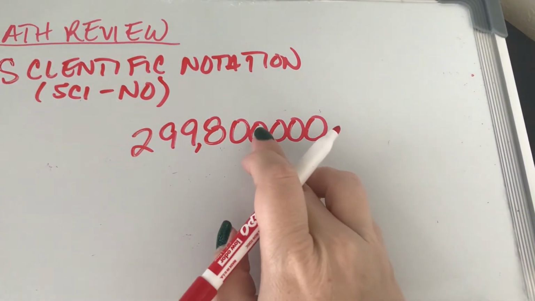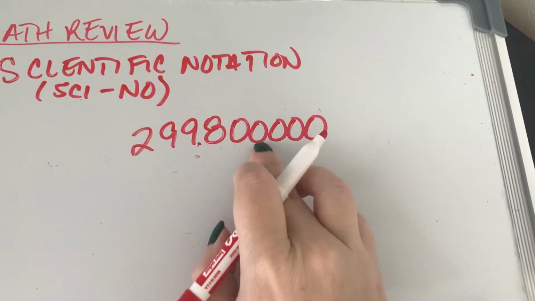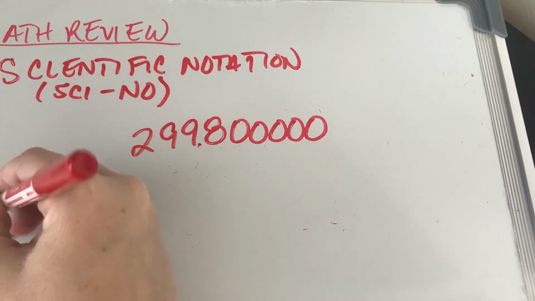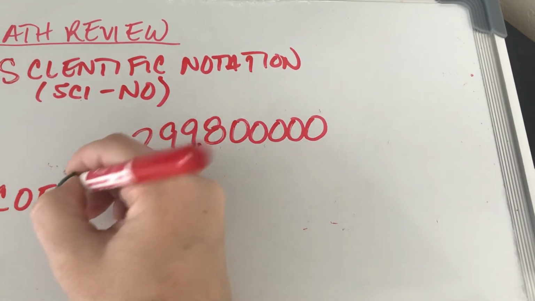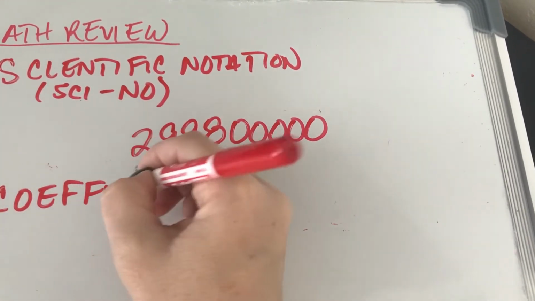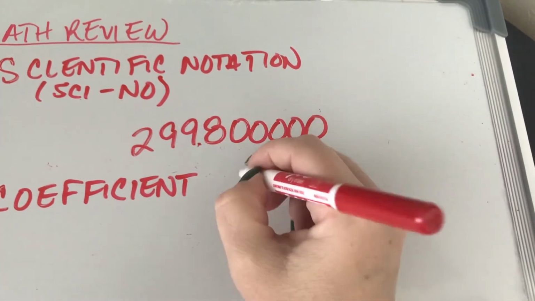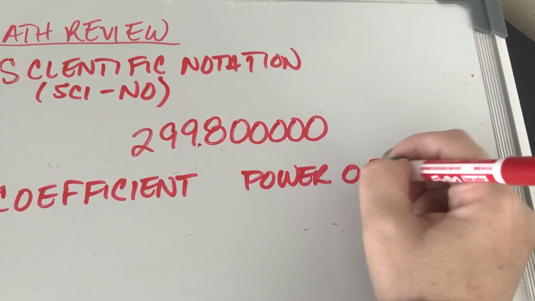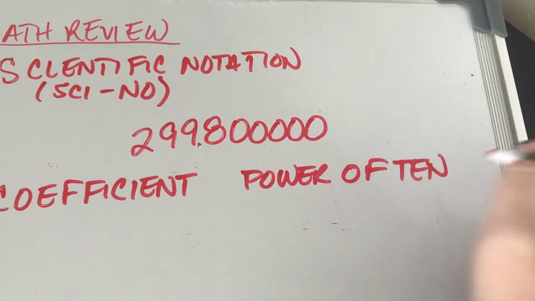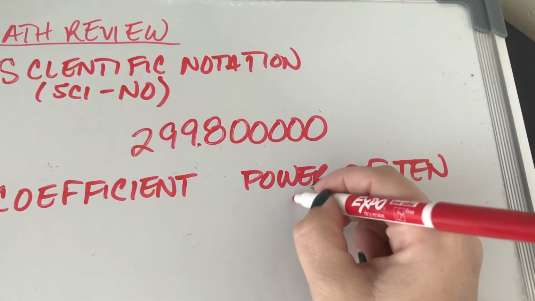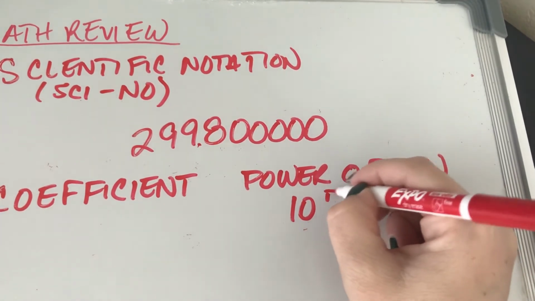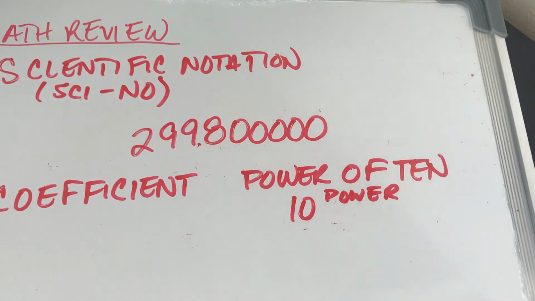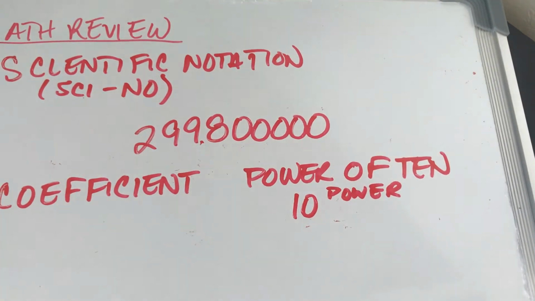So scientific notation is going to take this number and separate it into two components. We'll have a coefficient and a power of 10, or 10 to some power, right? Okay, so how do we get there?